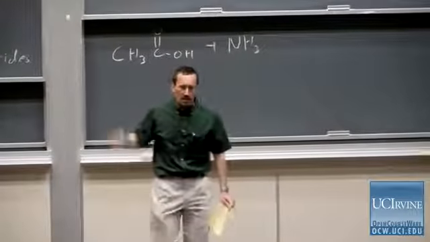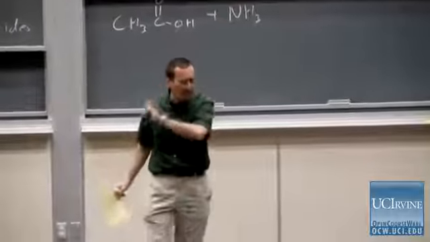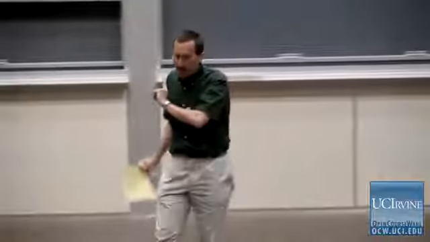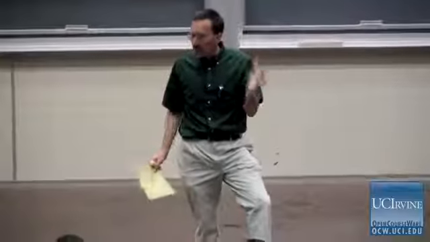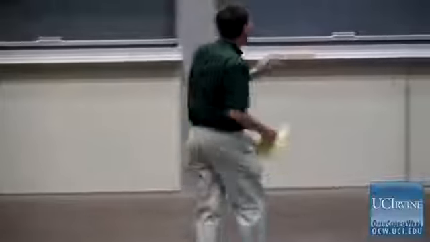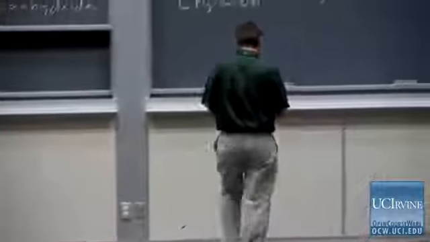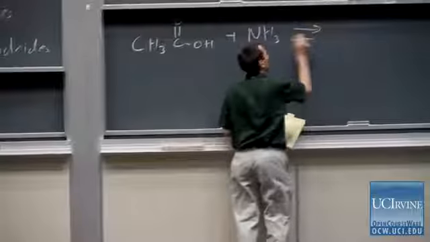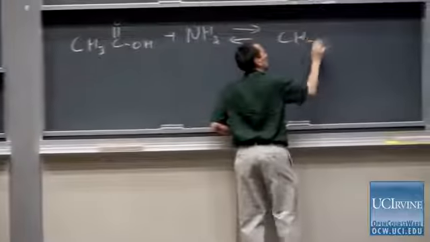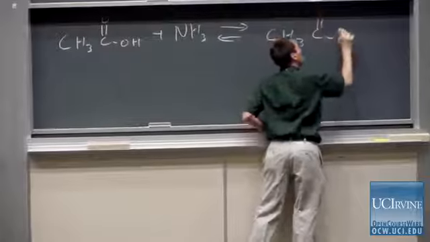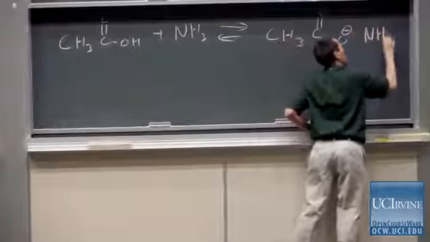Now, if by comparison I take acetic acid and mix it with ammonia, you might think it's going to be very similar. But acetic acid has one thing that's very different than methyl acetate. It's got an acidic proton. So if I mix acetic acid and ammonia, you get a salt. You get ammonium acetate.